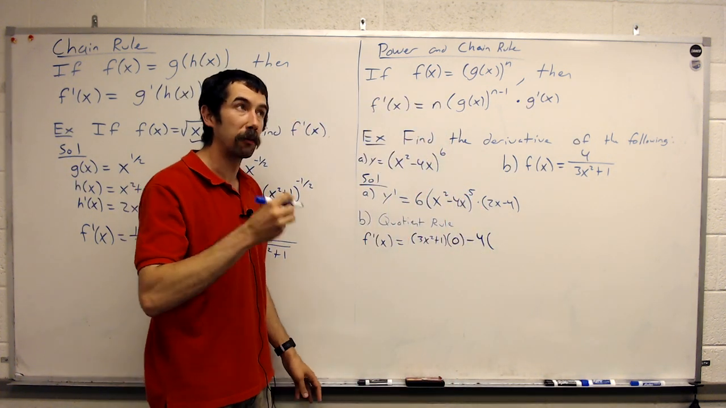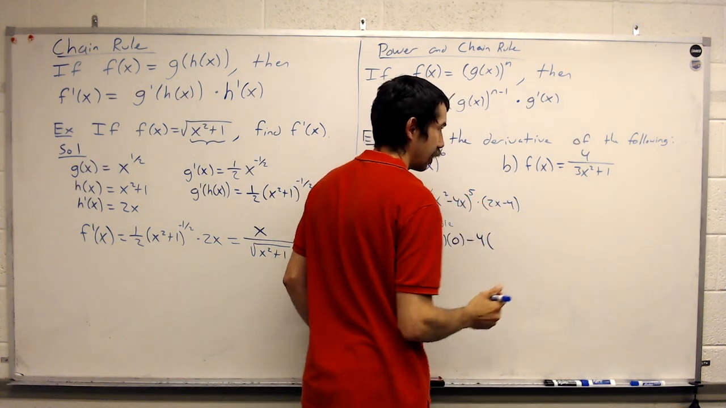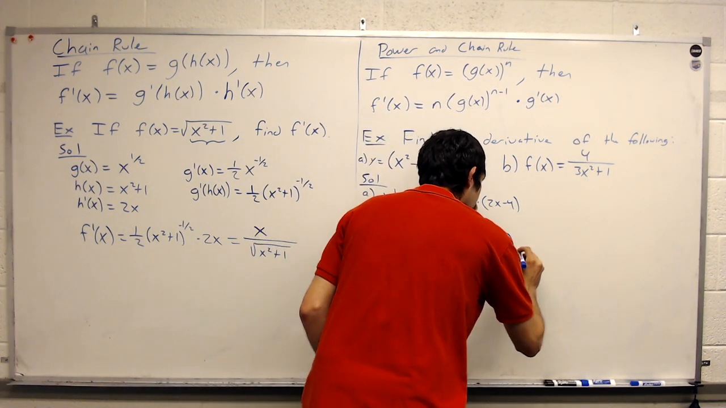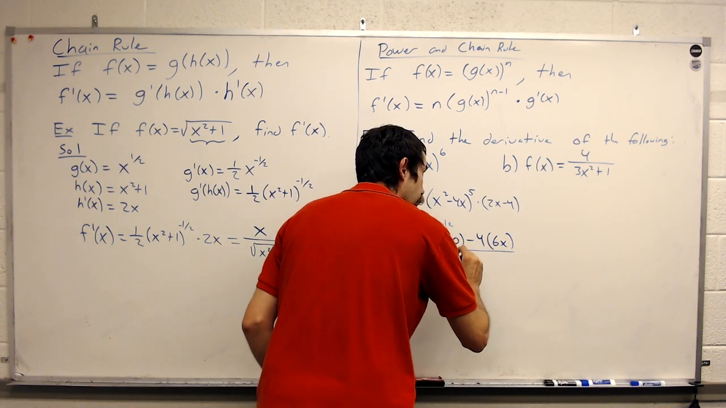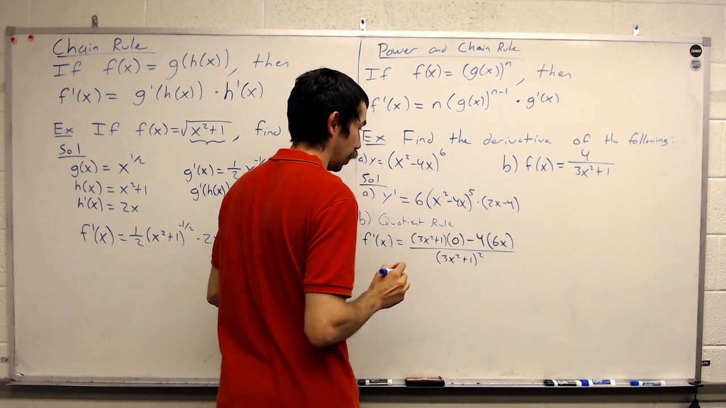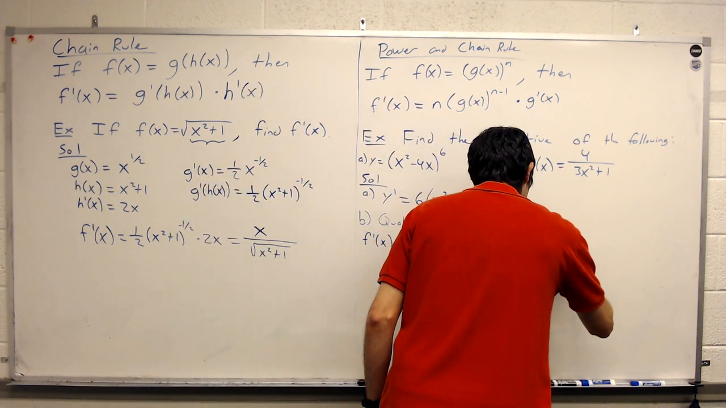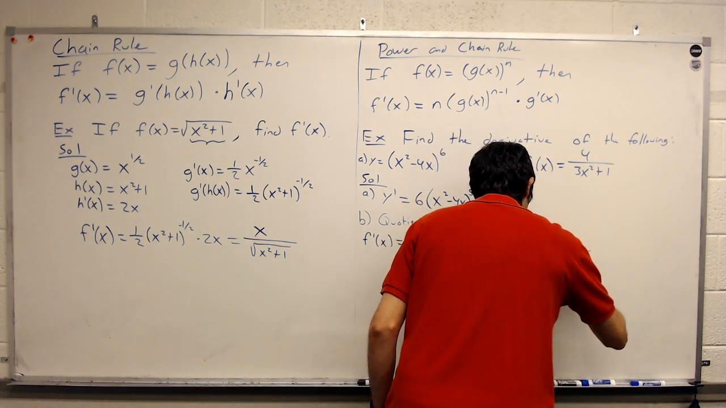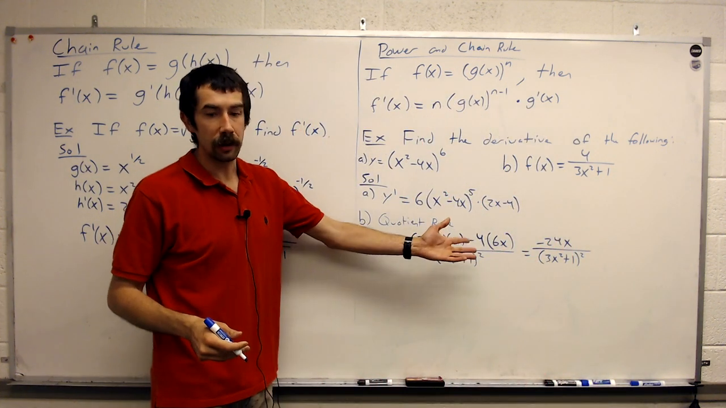What is the derivative of 3x squared plus 1? We bring the power in front. 6x. All over the bottom squared. So that's 3x squared plus 1, squared. All right, this simplifies to negative 24x over 3x squared plus 1, squared. This is the right answer.